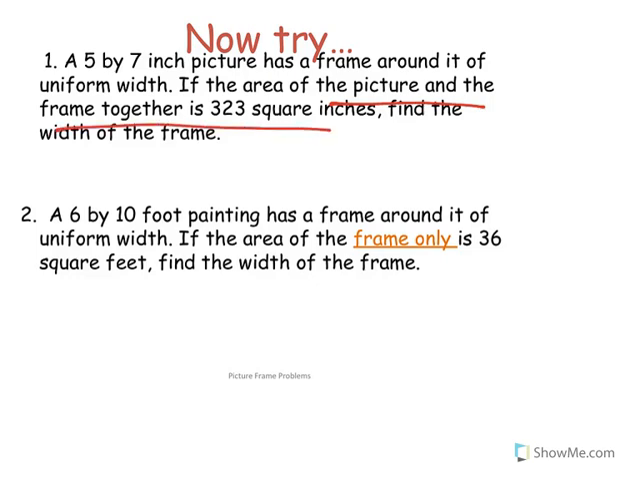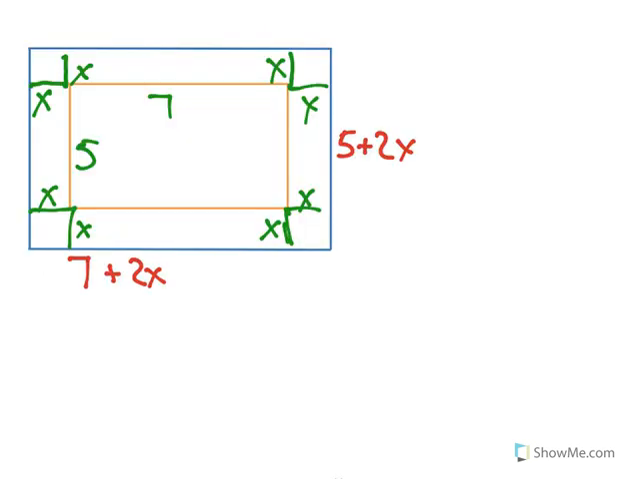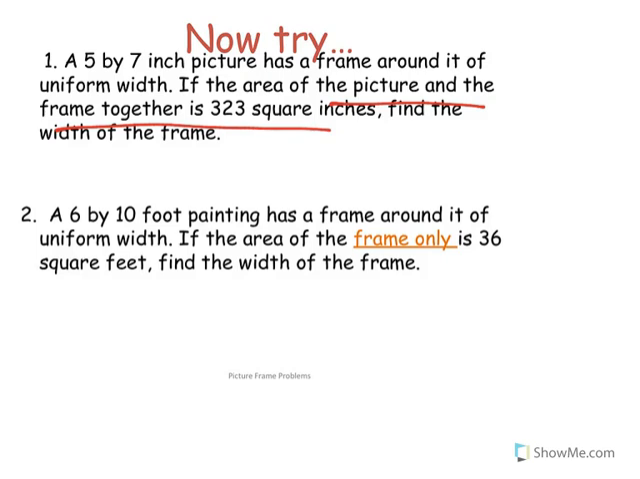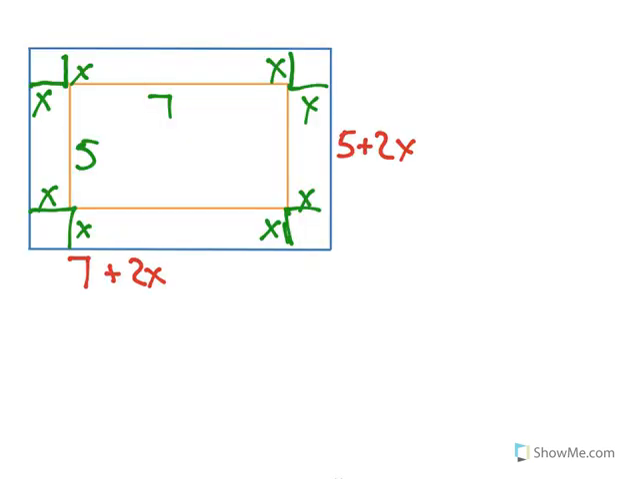And that's important because as you can see, number 2 says frame only. That's going to be a completely different problem, with another component to it. So the area of the whole thing is going to be 323. So I get 5 plus 2x times 7 plus 2x equals 323.